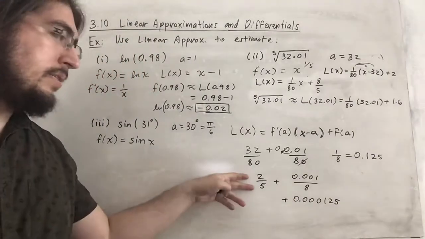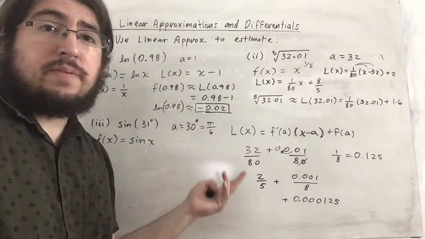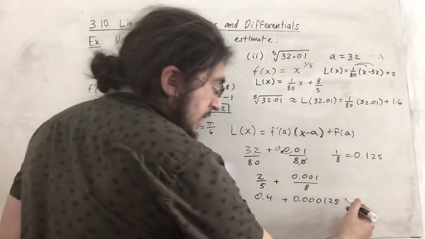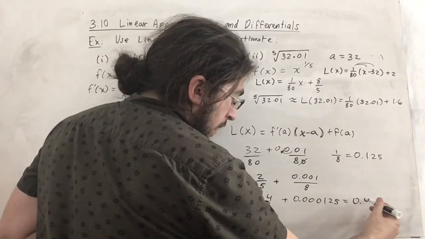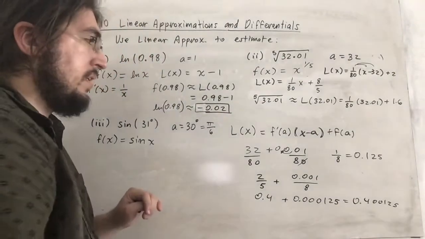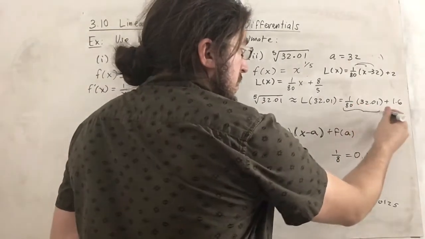Now again, 2 over 5, what's 2 over 5? Well, I know 20 over 5 is 4, 2 over 5 then would be 0.4. So now when you combine these, you get a result 0.400125. Perfect. So that's exactly what this whole thing here is.